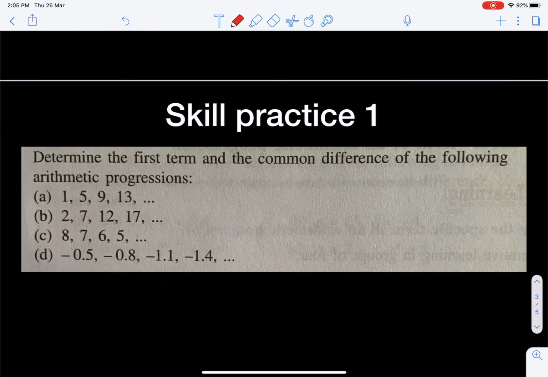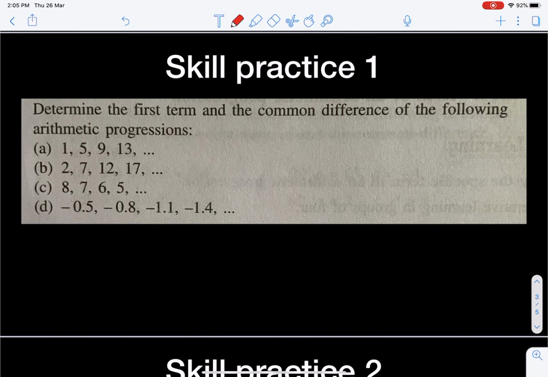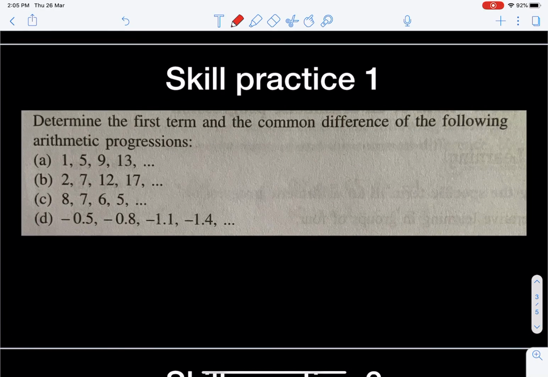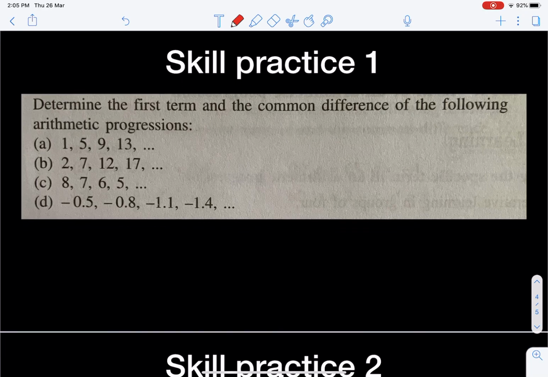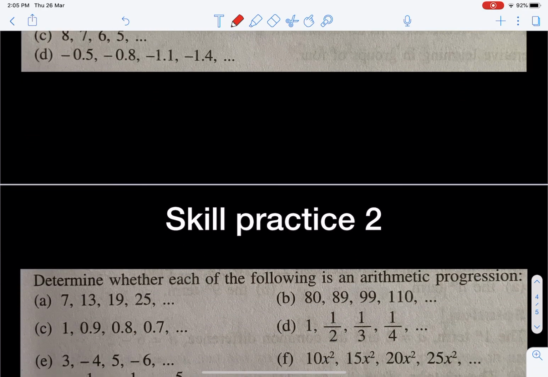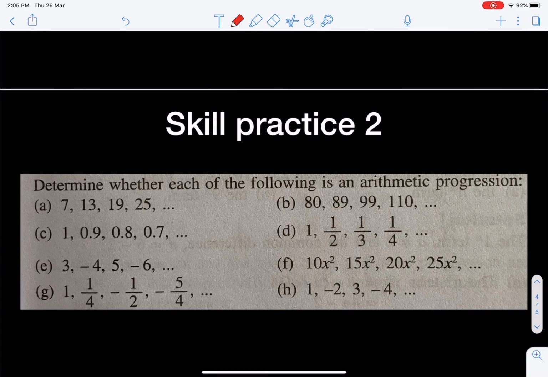now it is time for you to try on your own. Okay, this is the first skill practice. You can look at the question and try on your own. Copy the question inside your notebook and try the question on your own. This is skill practice 1. You can pause the video and copy the question. And then this is skill practice 2. You need to determine whether each of the following is an arithmetic progression.